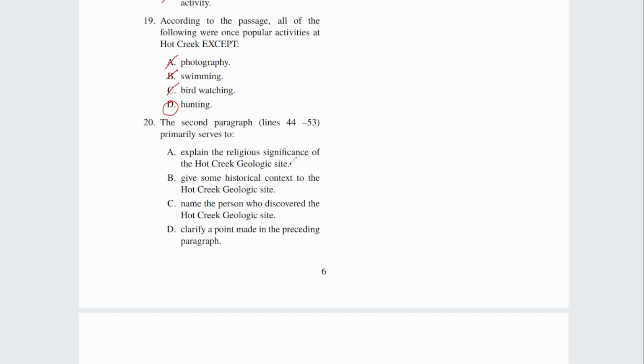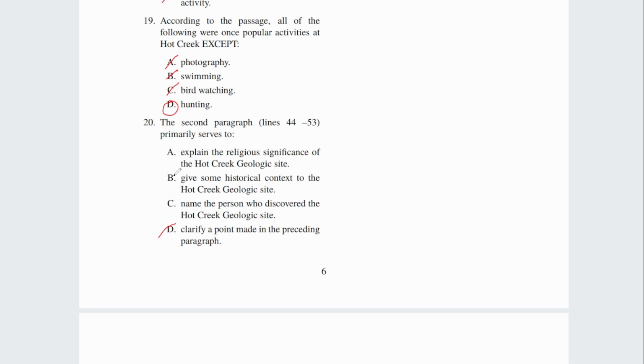Explain the religious significance of the Hot Creek geologic site. Yeah, it seems like it's possible. Some historical context, that seems better. Name the person. Again, I don't think that's the primary purpose. I think it's to be historical. And clarify a point made in a preceding paragraph. This one is obviously out.